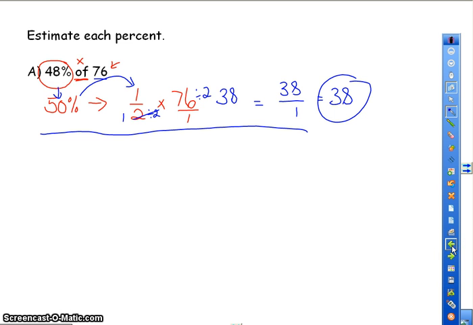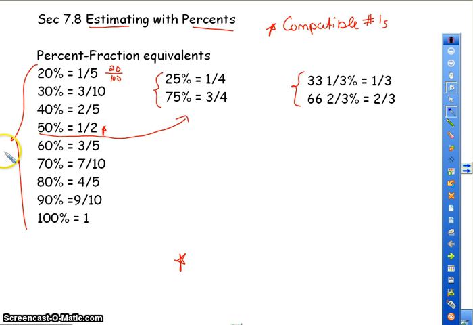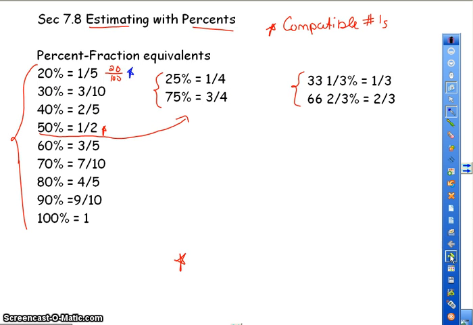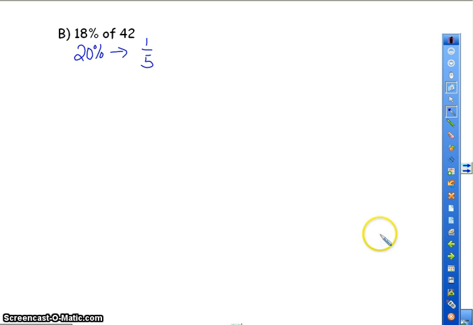So I have 18% of 42. So I have to look back at my chart. 18% is going to be closest to 20%. So I'm going to change 18 to 20%. And 20% as a fraction is 1/5. Actually, wait, time out. It's 4/5. Nope, 1/5 is right. So 1/5. So I'm taking 1/5 of 42.